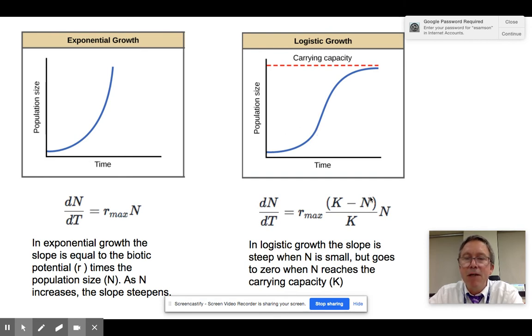But as this number gets bigger, this starts to become smaller than 1, right? So now, instead of it being 1, this is maybe like K minus 0.5. So now let's say this is 0.5. So now we're growing half as fast. And then when this number reaches the carrying capacity, at that point, K minus K is 0. So then this whole expression just goes to 0. That means the rate of change is 0, and we stay where we are. So that's the difference between these two.